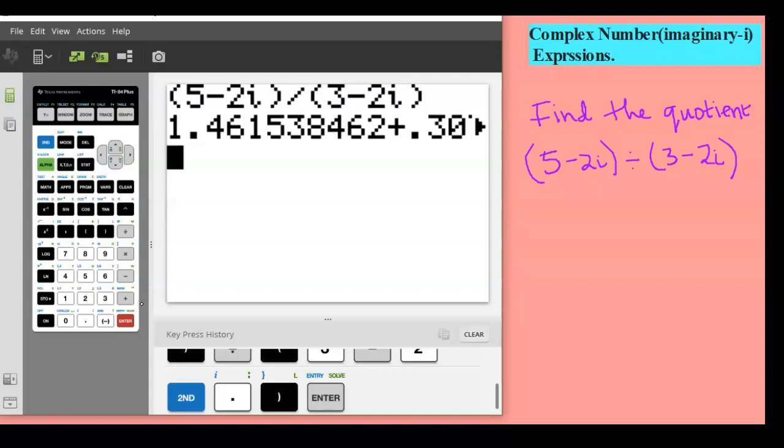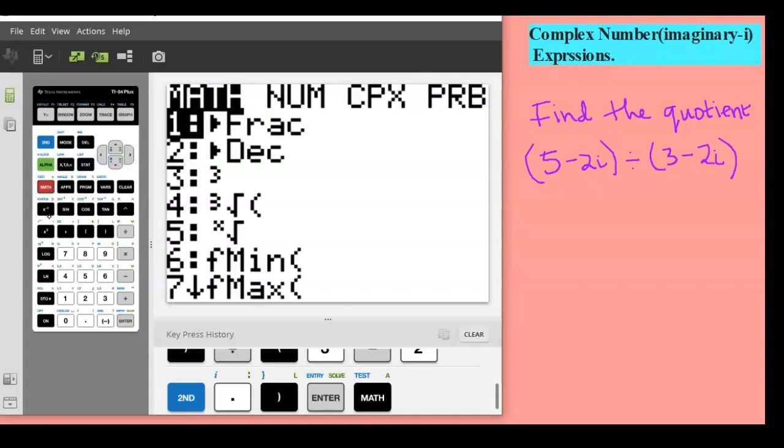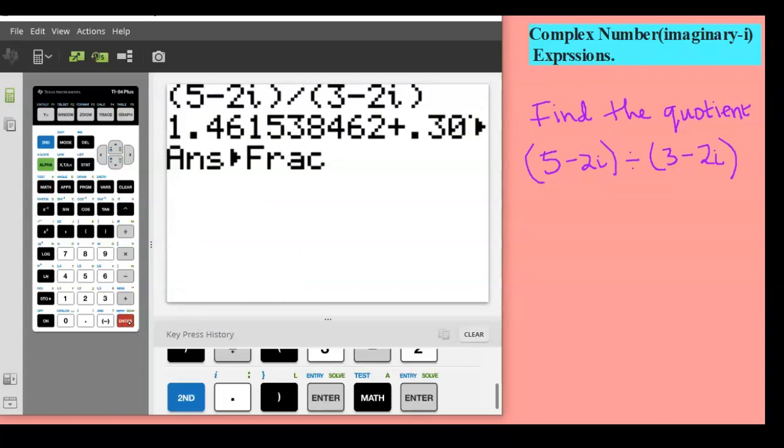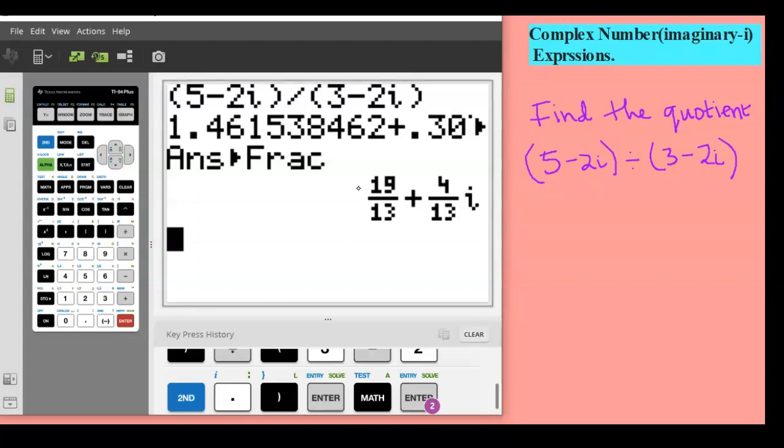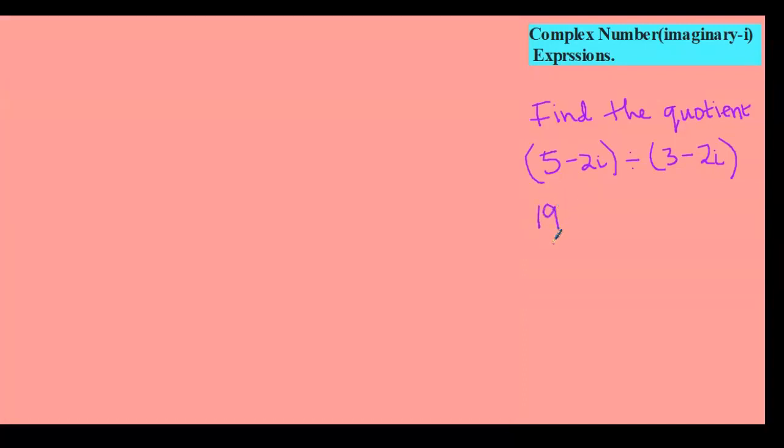You see here it's giving you a decimal. There's no cause for alarm. We want to express this back as a fraction. We go to MATH here, and then option 1, which is Frac. So we enter, and then we enter, and then boom, it brings us to the fraction that we are looking for. So this will give us 19 over 13 plus 4i over 13 as an answer.